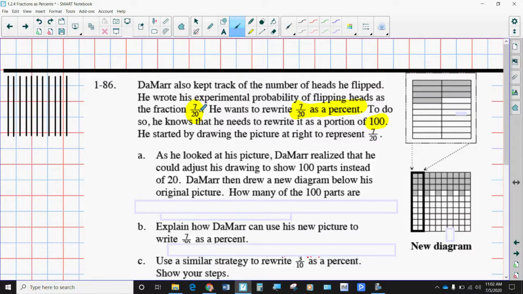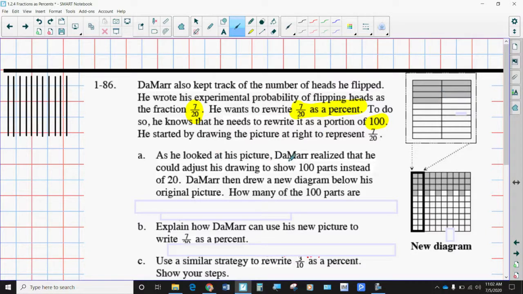Now, let's look at his strategy for trying to figure out what this percent actually is. He wants to write it as a percent, and to do so, he knows that he needs to rewrite it so that the denominator is a 100, not a 20. So we started by drawing this picture at the right. You see why he drew this representation to show 7 out of 20. We got 1, 2, 3, 4, 5, 6, 7, 8, 9, 10, 11, 12, 13, 14, 15, 16, 17, 18, 19, 20 boxes all the same size, and 7 out of those 20 are shaded in. So this is a visual, a geometric representation of the fraction 7 out of 20.